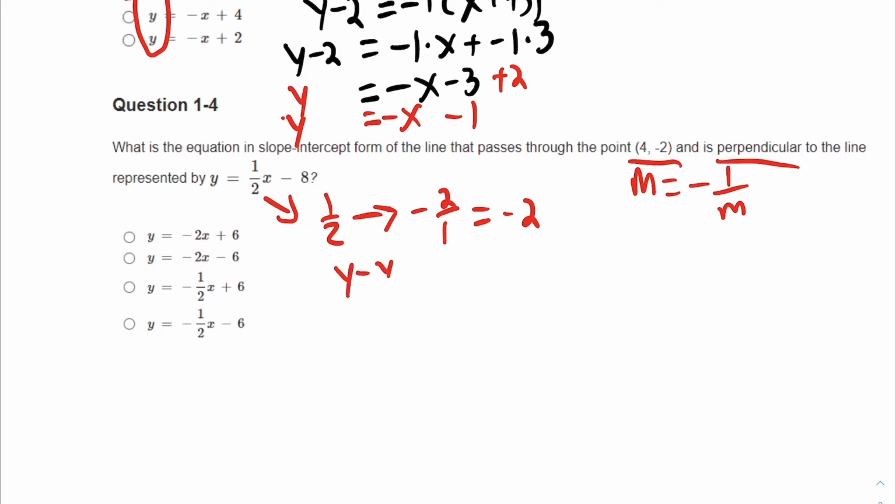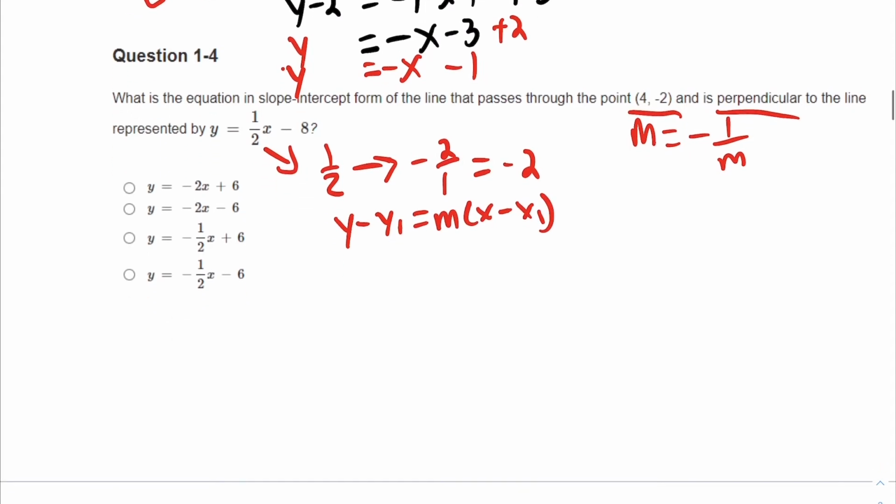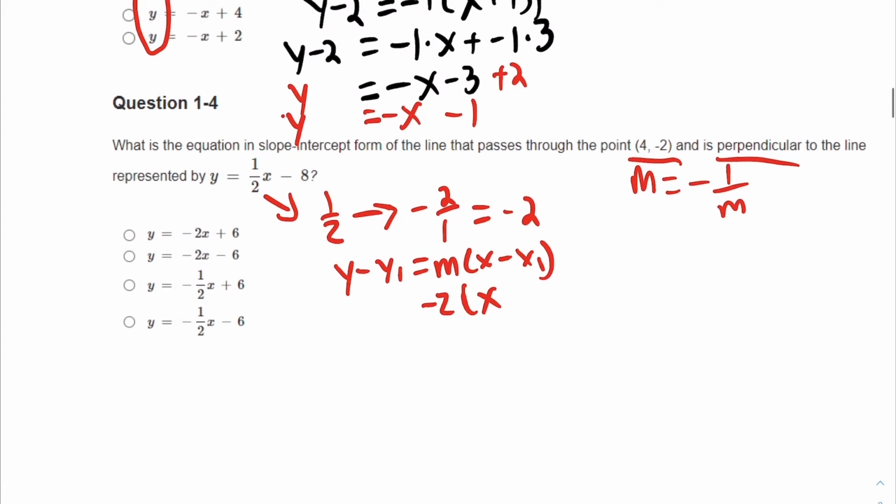Now let's use the point slope formula. We're going to put the -2 in there, and we're going to take our point that they gave you, and we're going to plug that in. So we're going to subtract the x, and we're going to subtract the y. But since we have two negative signs, that's the same as just doing a +2.